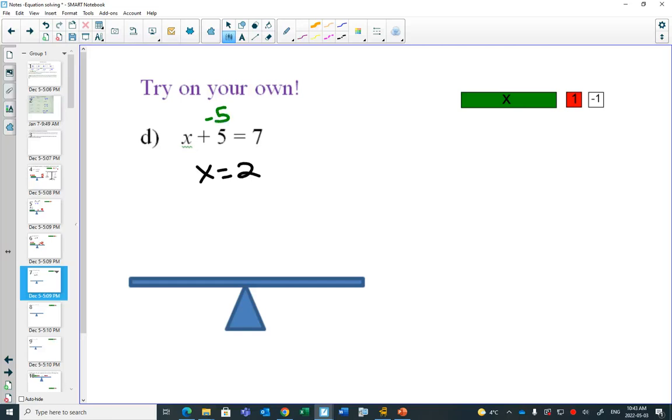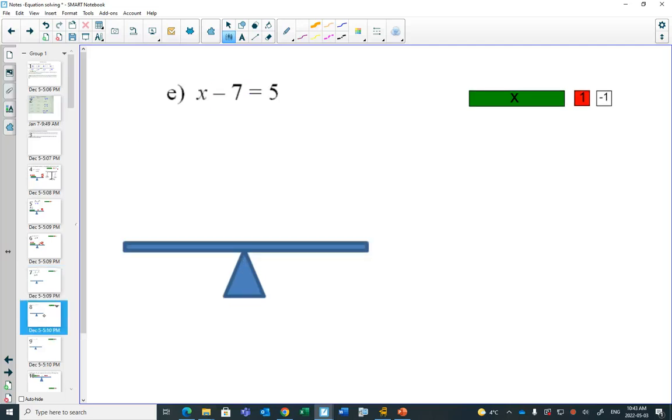I would subtract 5 to get the x by itself, and also subtract 5 there. 7 minus 5 is 2. Again, at these early ones, you might feel like, I don't need to show work, which is fine, but they get harder. So the work showing is going to be important.